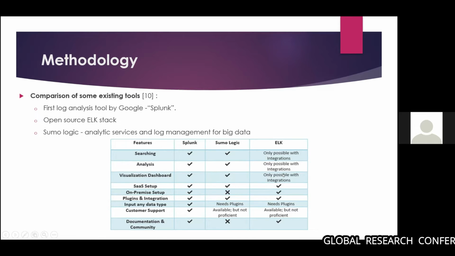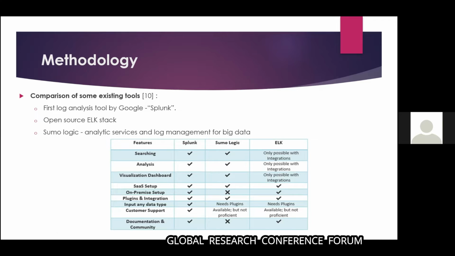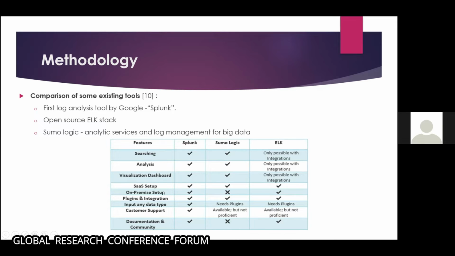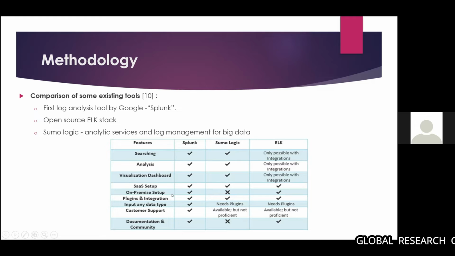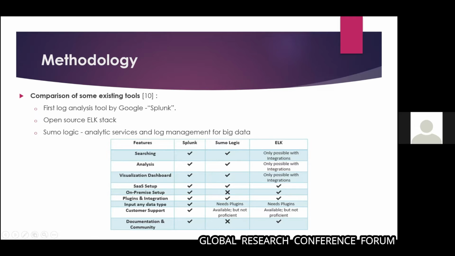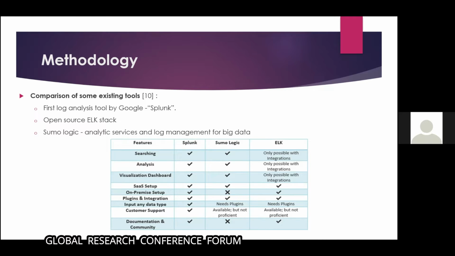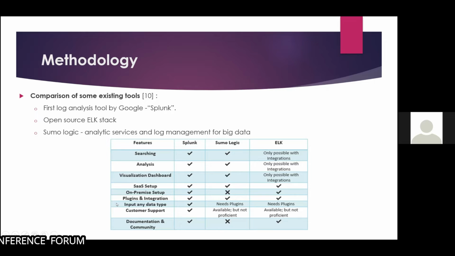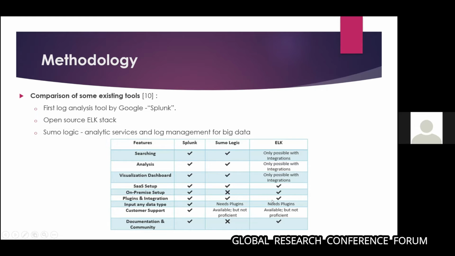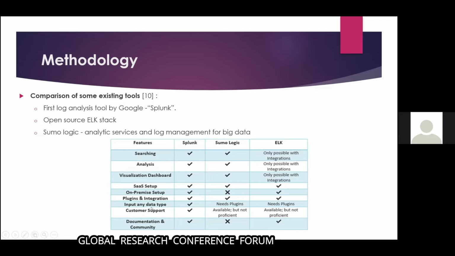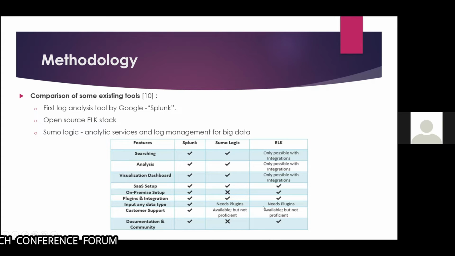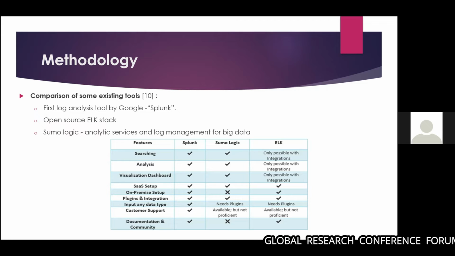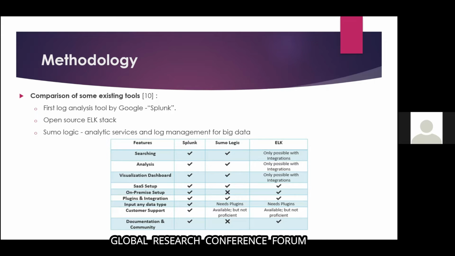Then the SaaS setup, software as a service, is there for all three tools. On-premises setup means everything, all the resources, are in our company only. We are not using others. So it's an on-premises setup. The next is plugins and integrations. All three tools support this feature. For input and data type we need plugins. In ELK we have plugins like input, output, and filter.